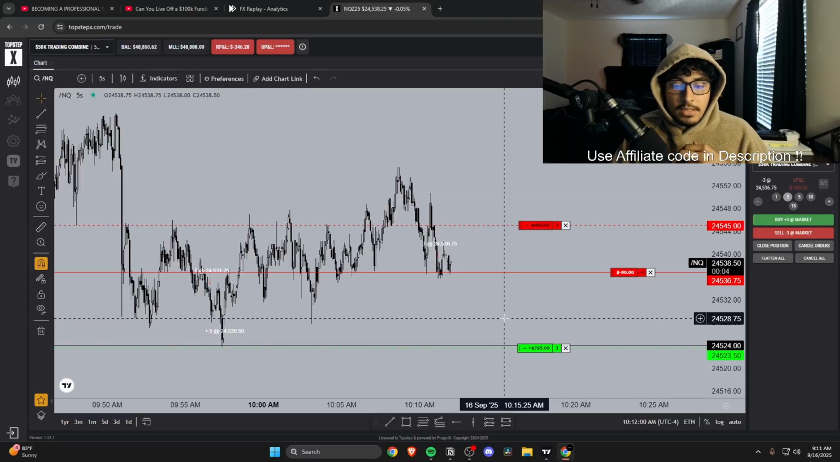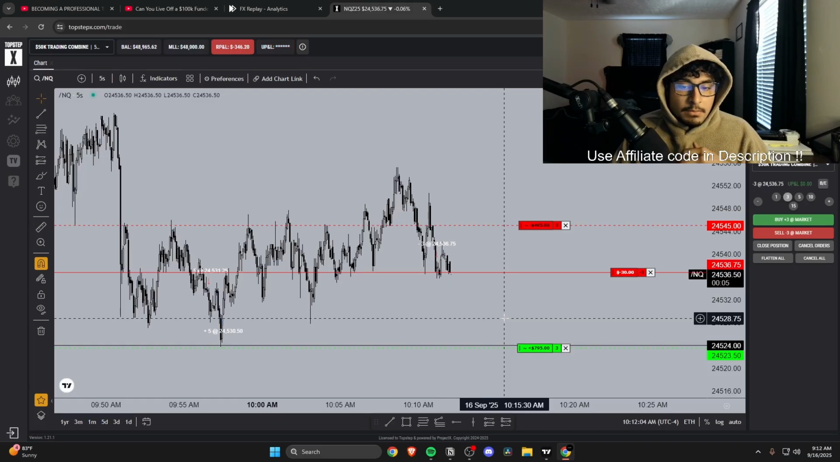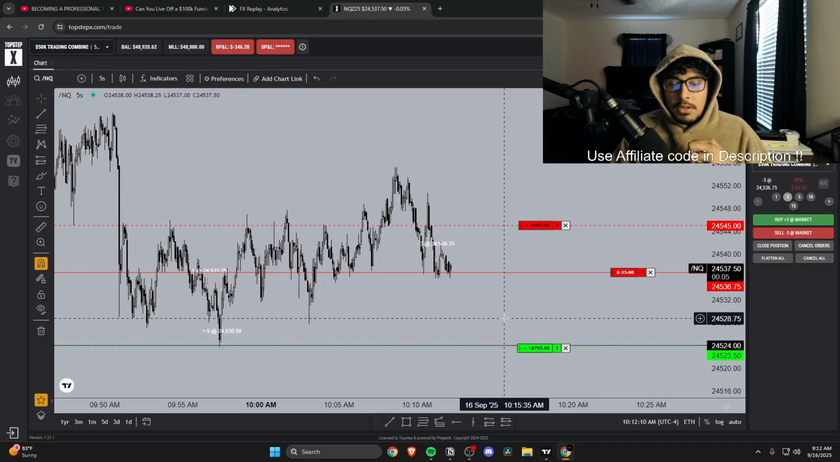I feel like we're already too late into the session. It was already like 10:10. We would have probably manipulated already back up to the upside. Maybe in the PM session we can start retracing, but yeah, now you want to see the market displace lower, continue to the downside here on NQ.